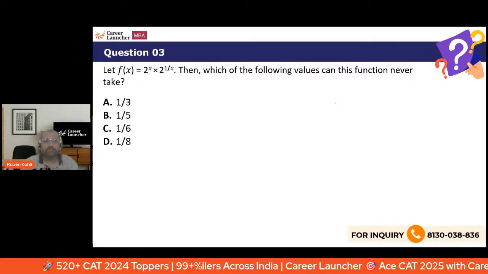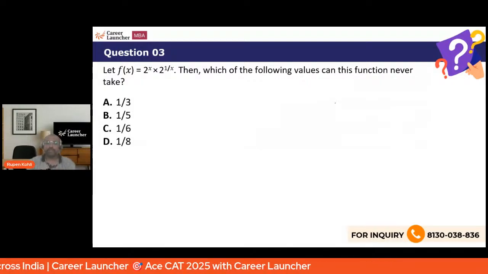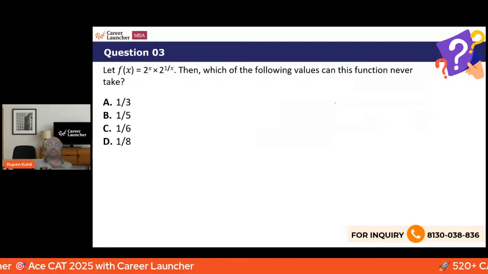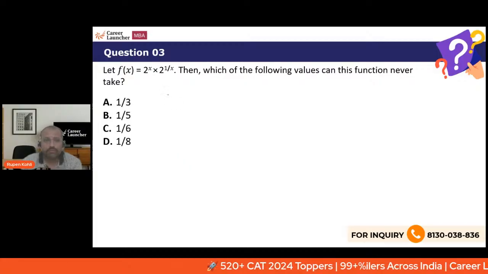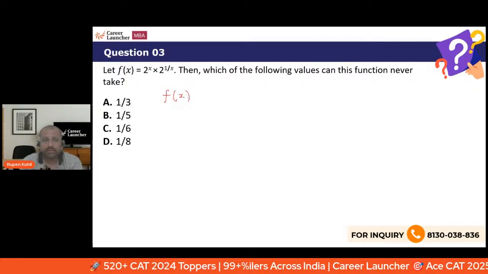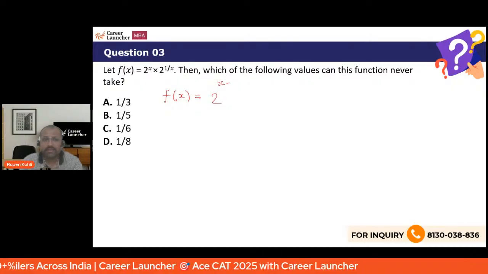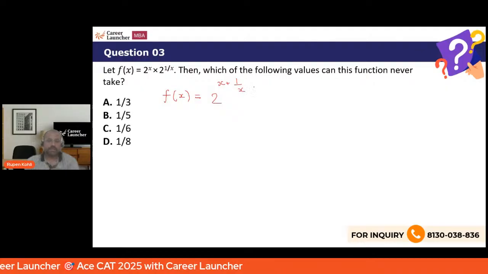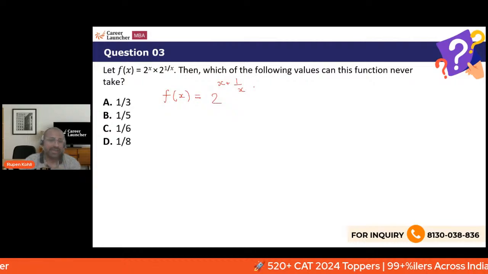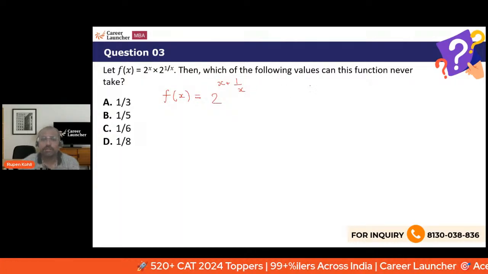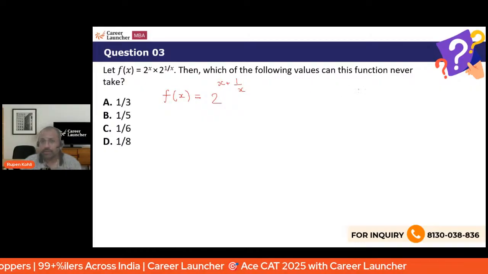Let f(x) equals 2 raised to power x times 2 raised to power 1 by x. Then which of the following values can this function never take? Now, first of all, we can simplify this function as a single power of 2, right? We can add the powers. So we can write this as 2 raised to power of x plus 1 by x. Now, x plus 1 by x is a function for which we should know its minimum maximum value, right?